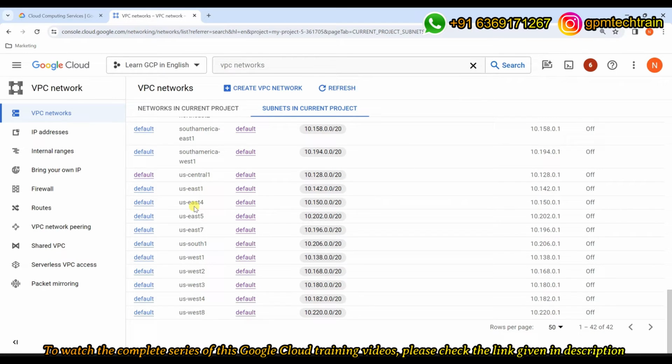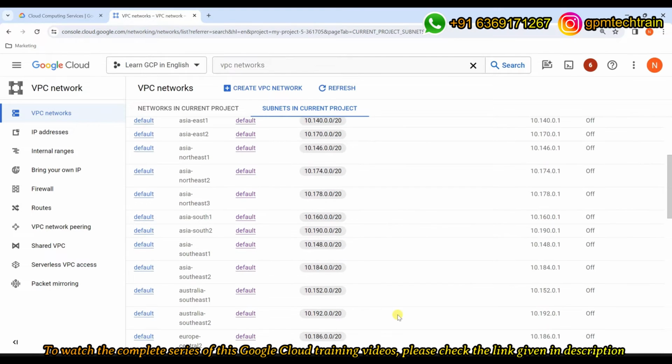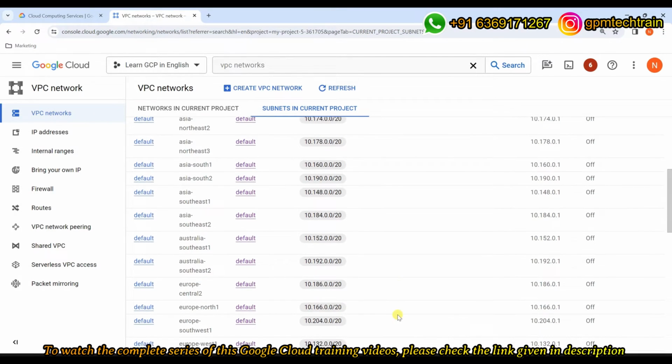So I have a total of 42 subnetworks assigned to this default VPC. Out of these 42, I just want to use only 3. So almost 39 subnetworks are waste. They're not required, I would say. It is very complex to maintain.